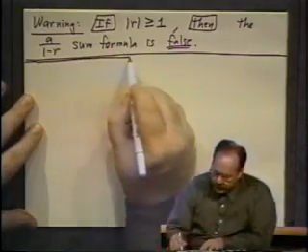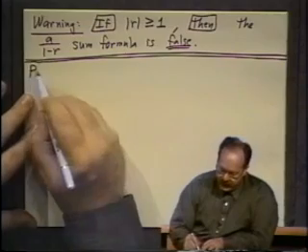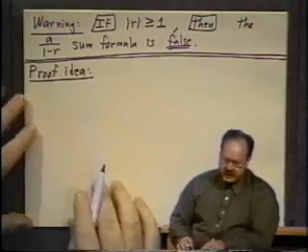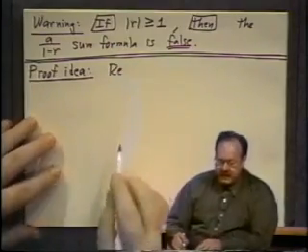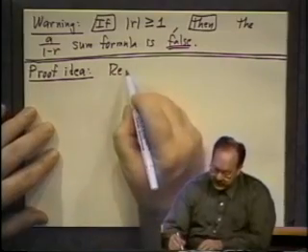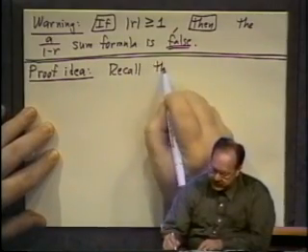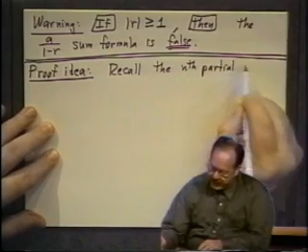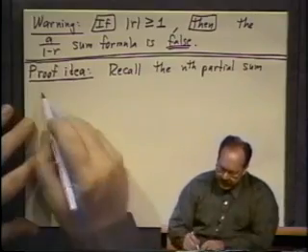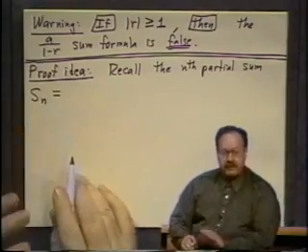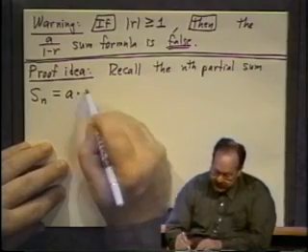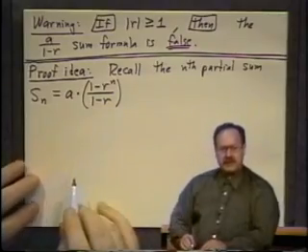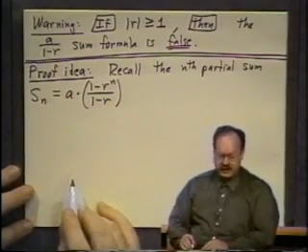Okay, with that little warning in mind, let me go ahead and give you the proof idea for this result so you can see how this comes about. If we're going to talk about an infinite series, let's first recall the nth partial sum on the way to being infinite. The nth partial sum was s sub n. Now we had a formula for this. This is a times 1 minus r to the n over 1 minus r. Remember that? That was the nth partial sum formula for a geometric sequence.